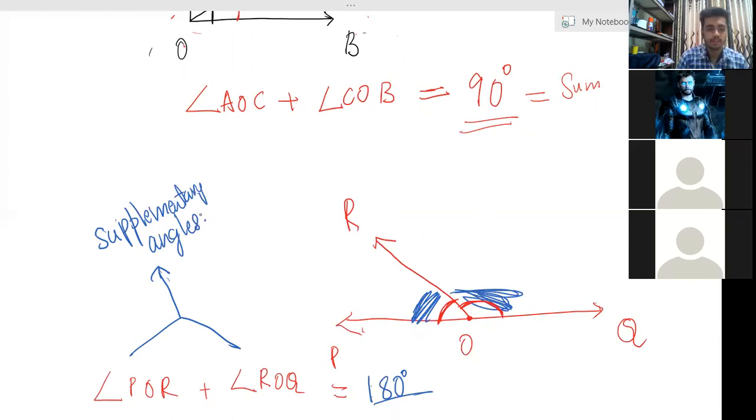Okay. So these are the various terminology related to angles. We will continue with more in the next class, that is tomorrow. Okay. You can attend your other class.